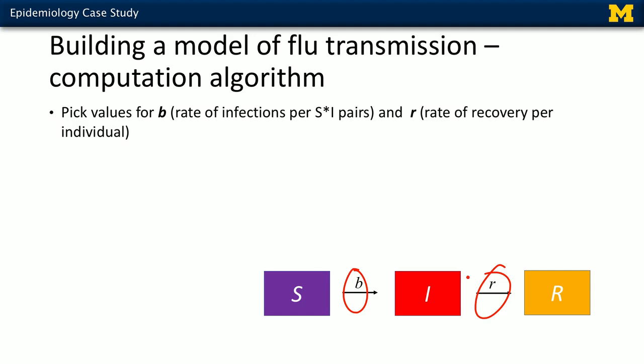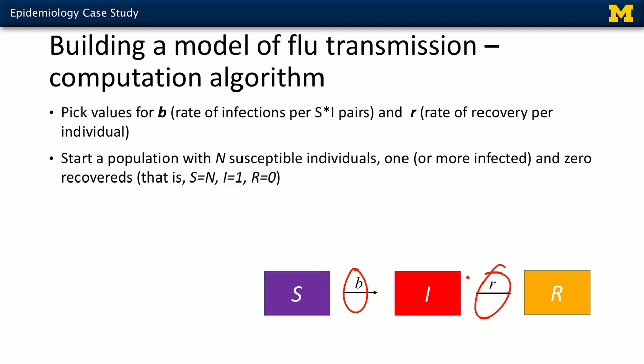Understanding that B is the rate of infections per S times I potential pairs that are in the model, and that R is the recovery per individual. We also need to start somewhere, so if I have a population of 100,000 or 10,000 or 1,000,000, then I need to decide how many of those are going to be susceptible to begin with, how many infecteds I'm going to start with, and how many people are already recovered.